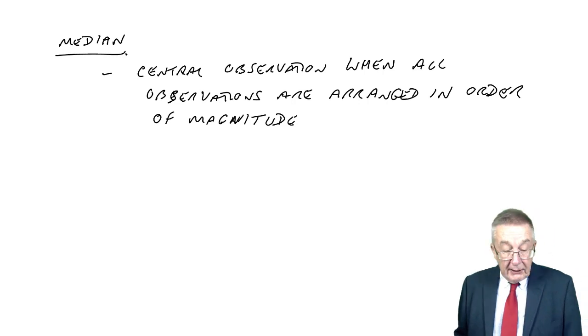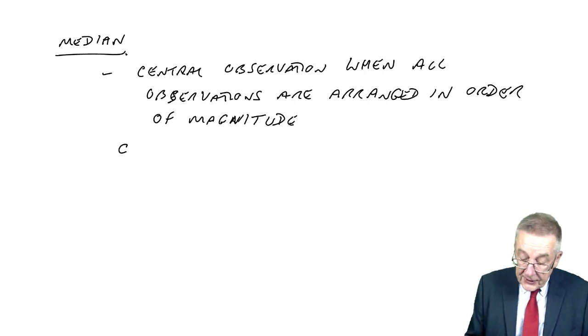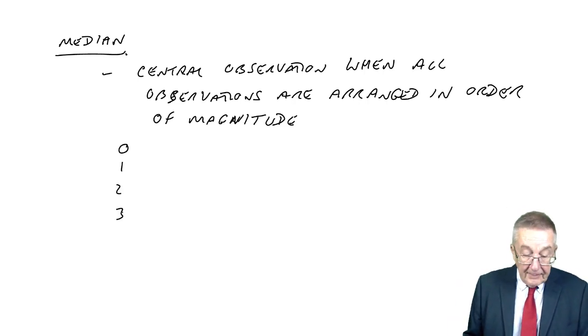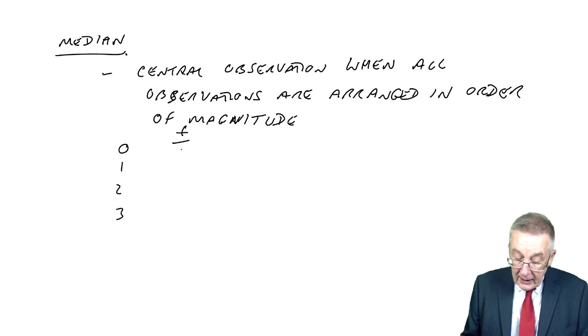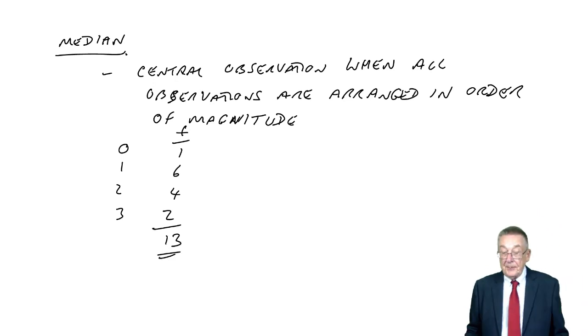But let's do it on our example. Again, the number of complaints, 0, 1, 2, 3. The frequency, 1, 6, 4, 2, which is 13.